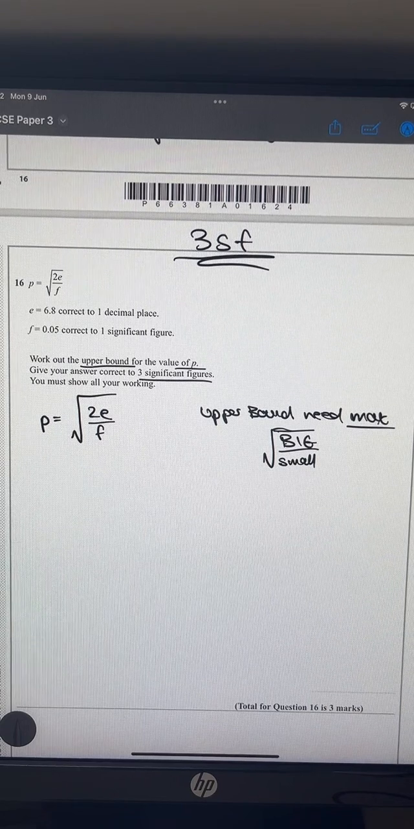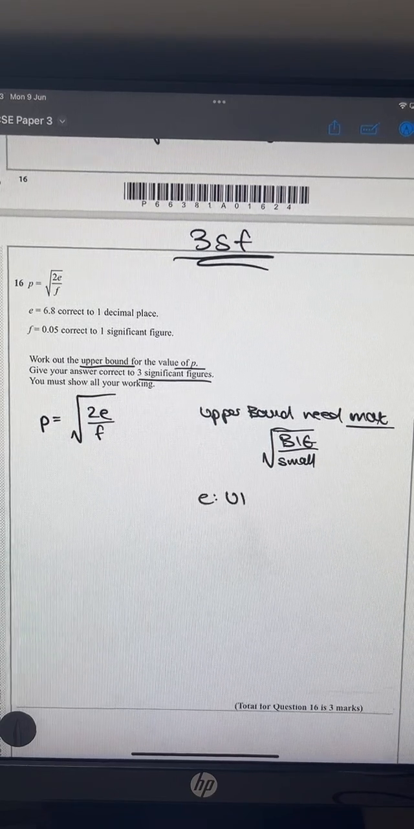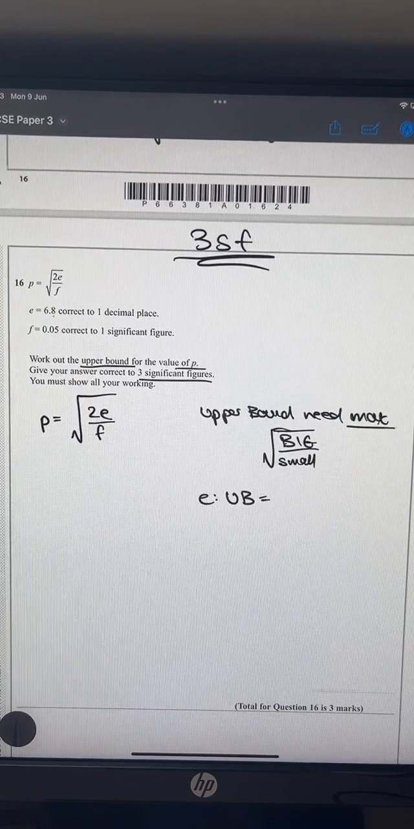So, for E, I need the upper bound. What is the upper bound? Well, it's rounded to 6.8 to 1 decimal place. So I'm just going to see what number rounds down to 6.8. Well, that's going to be 6.85, right? Because if I round, it's not going to be exactly that, but it's going to tend towards that.